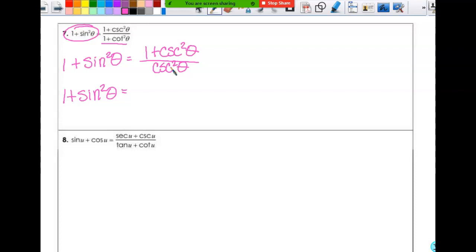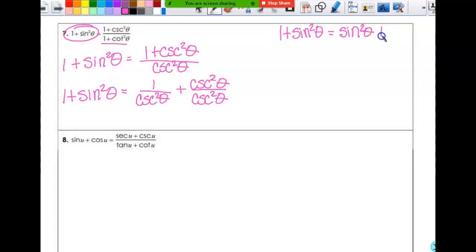What's a strategy that we've used? Split the fraction. Oh, very good. Split the fraction. So I can split it and make it into 1 over cosecant squared theta plus cosecant squared theta over cosecant squared theta. All right. Rewrite my left-hand side again. 1 plus sine squared theta equals, well, 1 over cosecant squared is sine squared, and then cosecant squared over cosecant squared is 1.